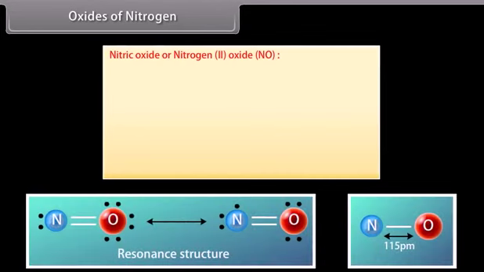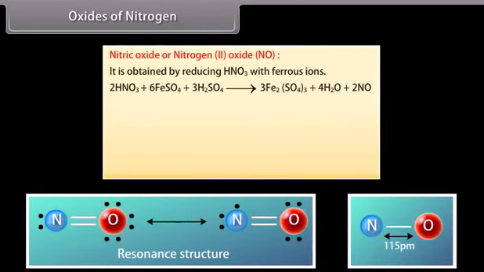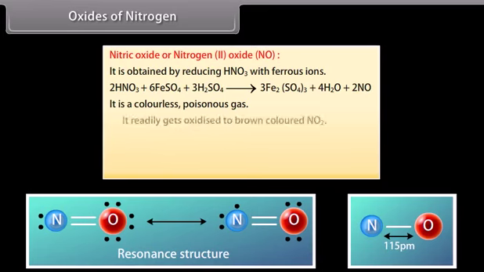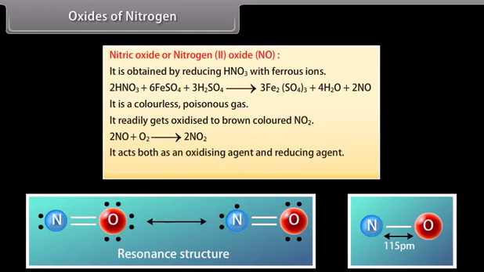Nitric oxide or nitrogen(II) oxide. It is obtained by reducing HNO3 with ferrous ions. It is a colorless, poisonous gas. It readily gets oxidized to brown-colored NO2. It acts both as an oxidizing agent and reducing agent. It is a neutral oxide and paramagnetic.